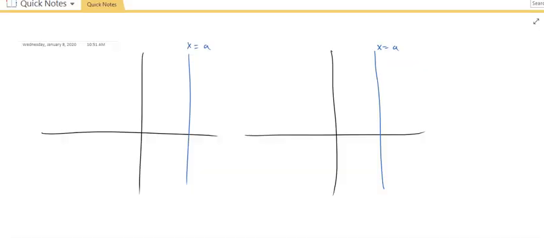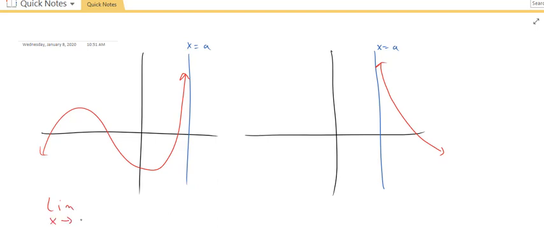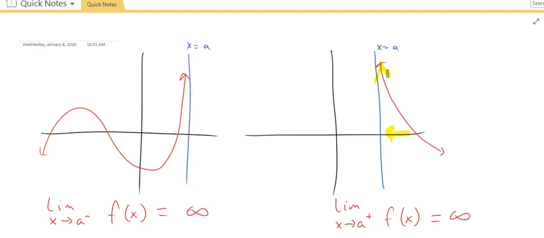So if we look at a couple of pictures here, we could have some sort of function going like this in this first graph, and maybe on this second graph we have something coming down like this. In this first graph, we would be able to say that the limit as x approaches a from the left of f of x equals infinity. And on the right over here, we could say something similar, that the limit as x approaches a from the right of f of x equals infinity. So as we move in towards our value of a from the right, the values are going towards this vertical asymptote and increasing, and the same thing is happening on the left here.